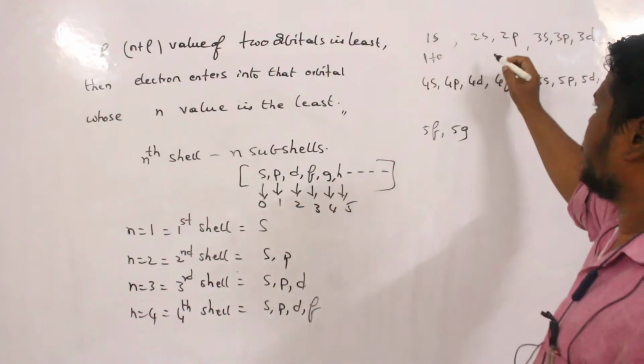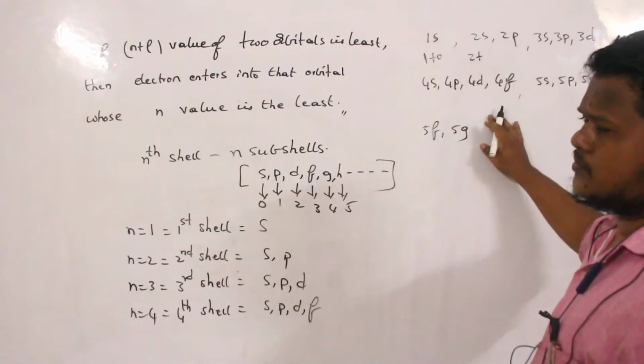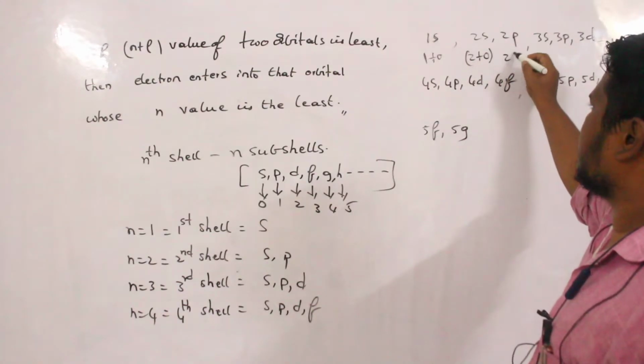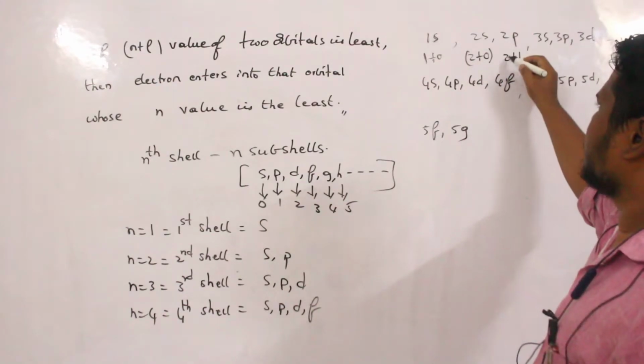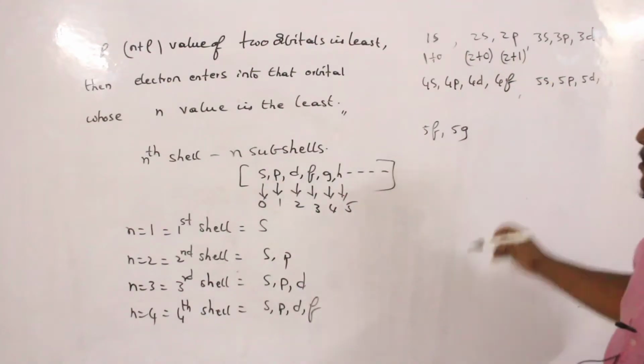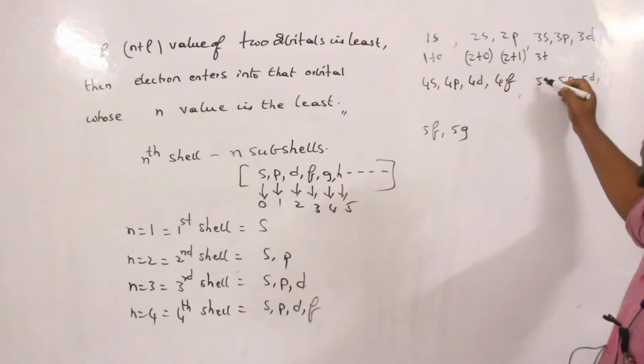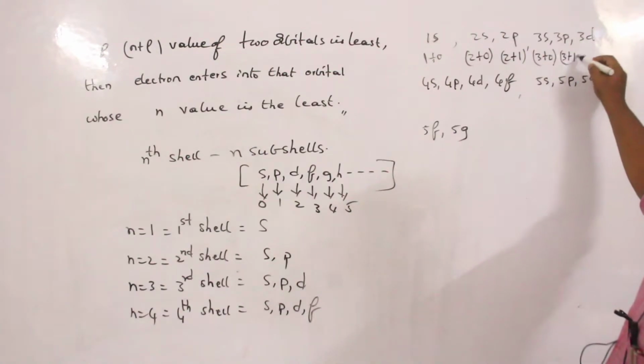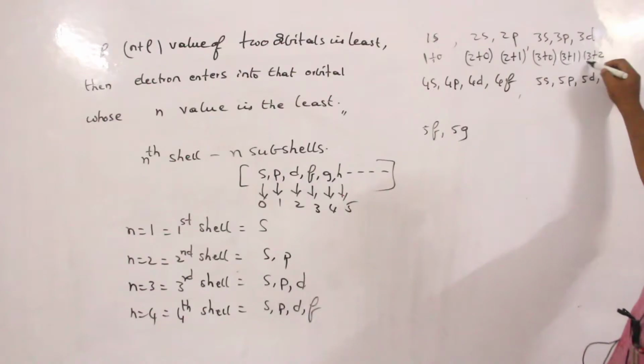Here I have 2s. So 2 plus S value? S value is 0. Then you go to 2p. 2 plus P value? P value is 1. So total 2 plus 1, 3. 3s: 3 plus S value, 0. Next 3p: 3 plus 1. 3d: 3 plus 2. Clear?